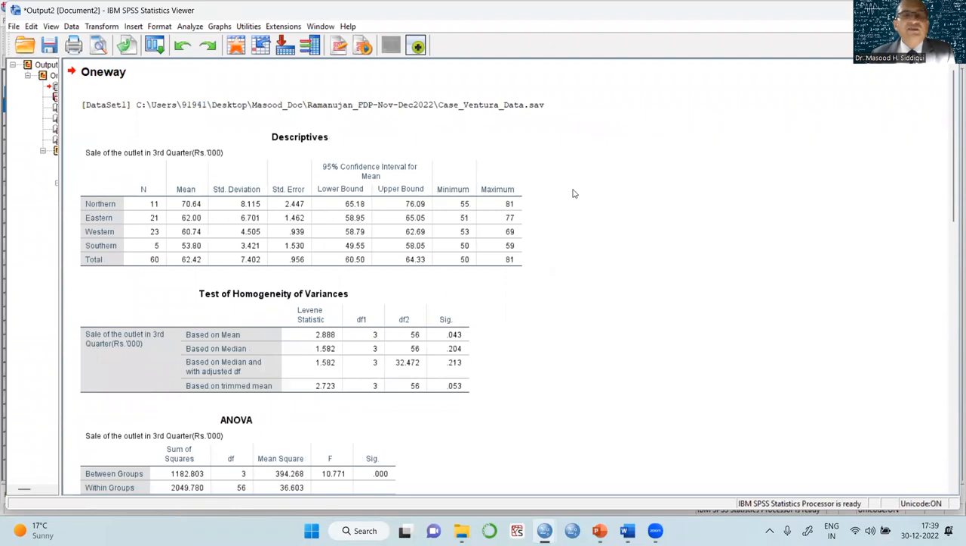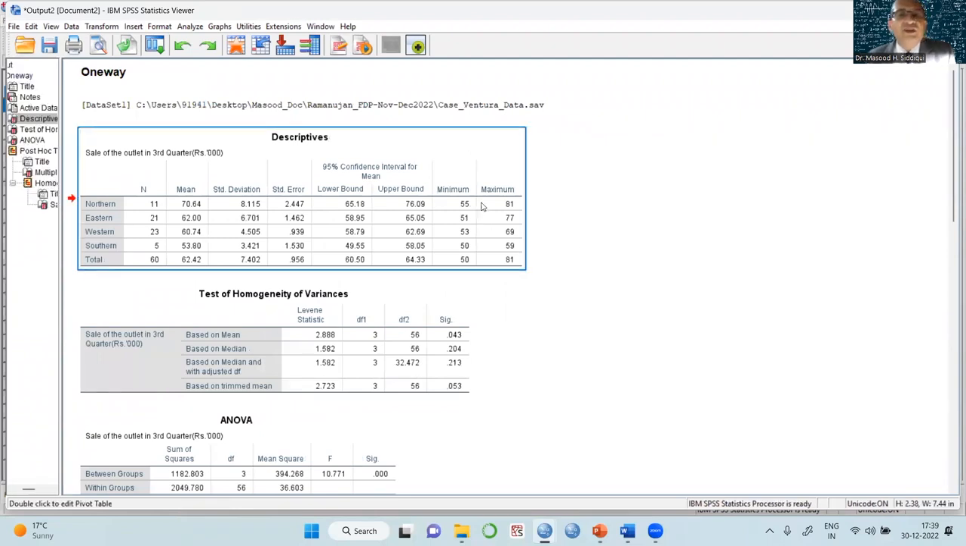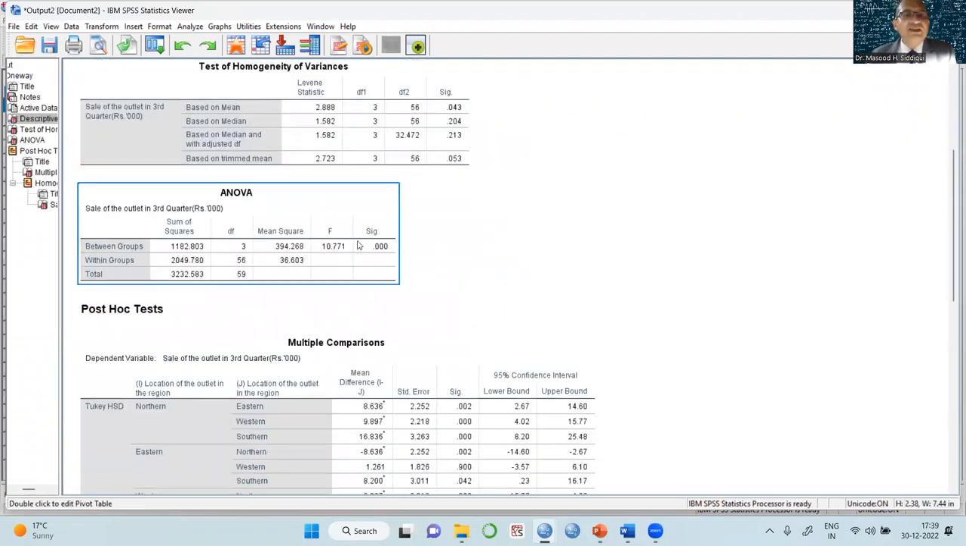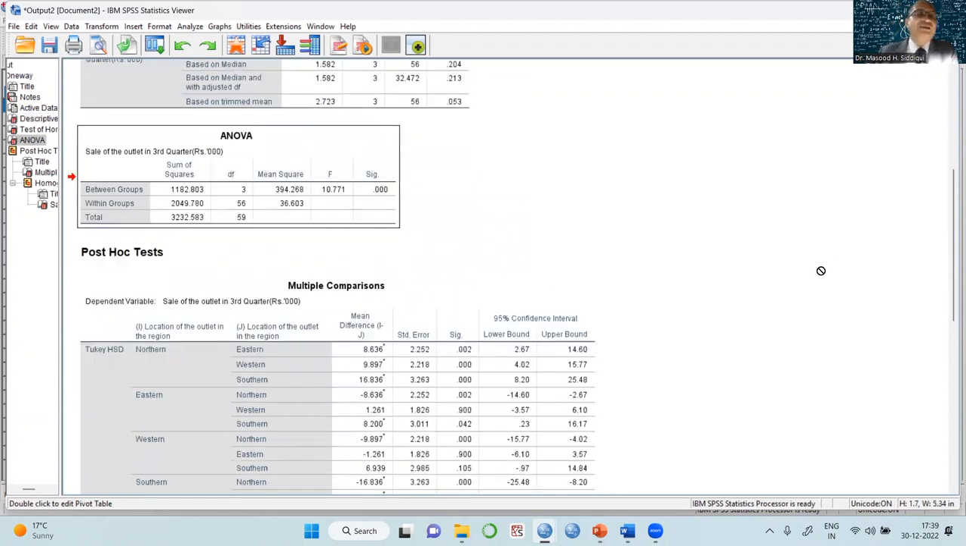Okay, and this is the output. We are not discussing these tables. We directly go to the ANOVA table as we have discussed. This is the total sum of square, 3232.583. It has been classified into two parts. One is between group variation, which means between regions, between location variation. This is the amount, and this is the within group variation.